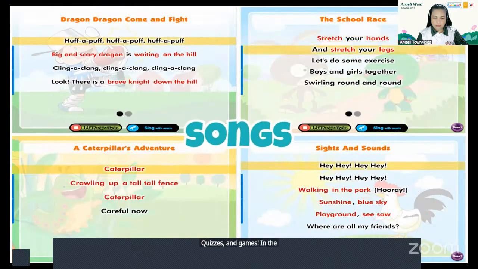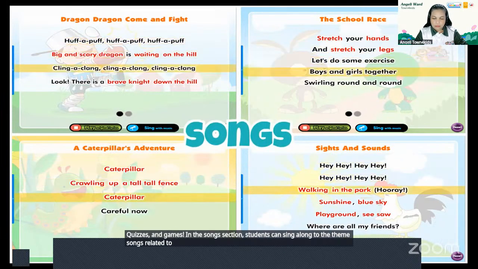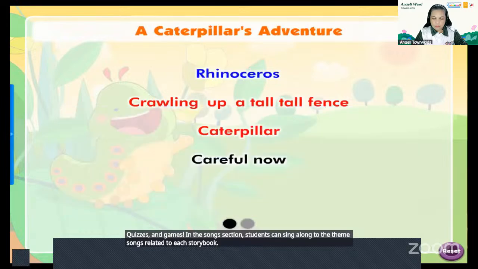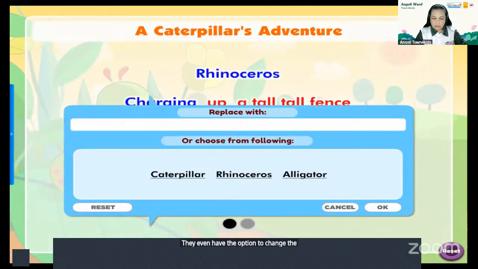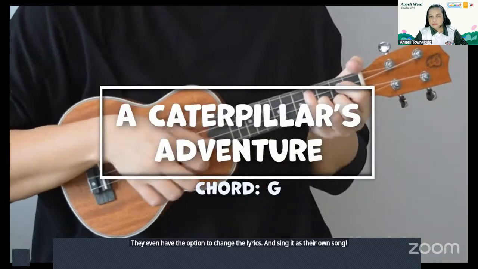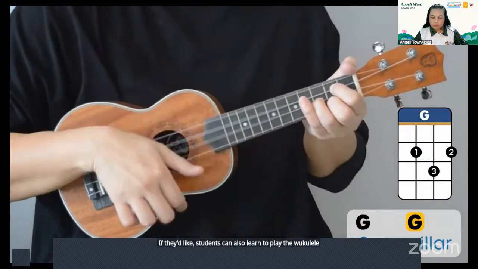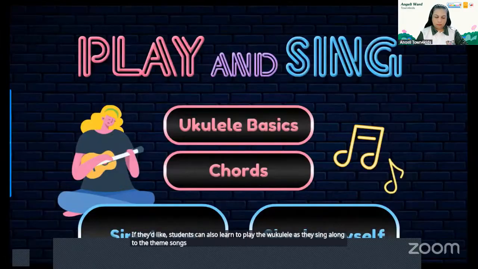In the songs section, students can sing along to the theme songs related to each storybook. They even have the option to change the lyrics and sing it as their own song. If they'd like, students can also learn to play the ukulele as they sing along to the theme songs. Basic lessons are included.